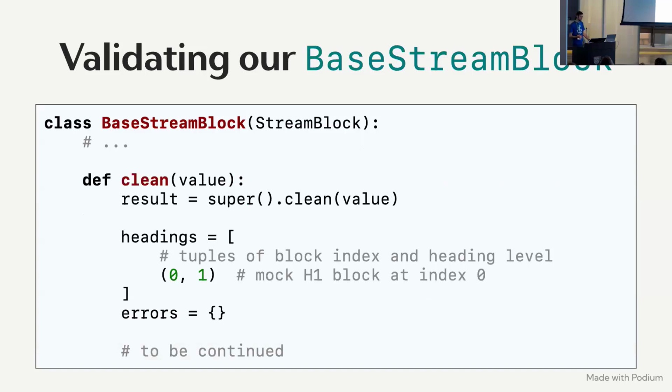The general idea for this clean method is to look at each heading block in the stream field and raise an error if it has skipped a level after the previous heading on the page. So after the initial super call, we start by creating a list for tracking all of the headings that we will encounter. Each item in the list will be a tuple, where the first item in the tuple is the block's index within the stream field, and the second is its level, as in H1, H2, H3.